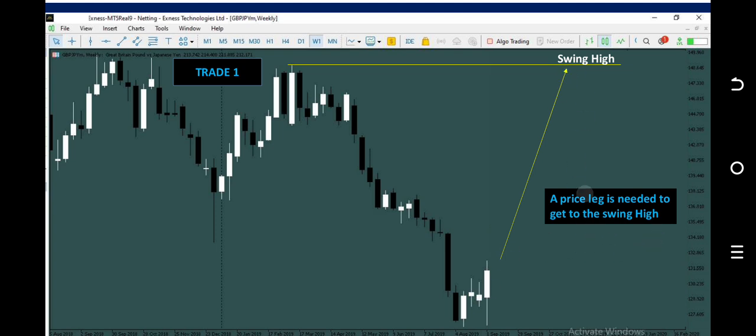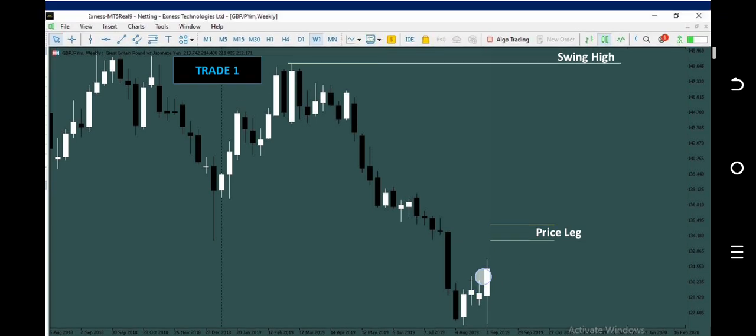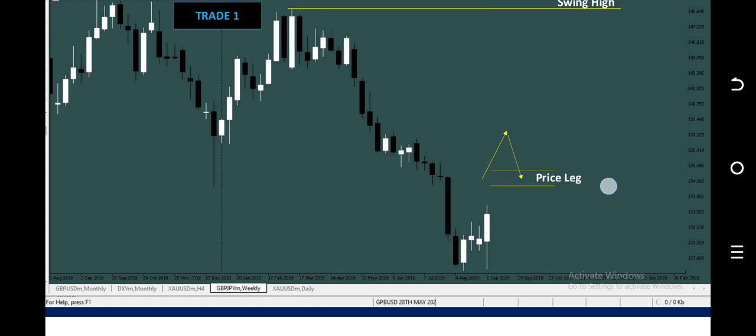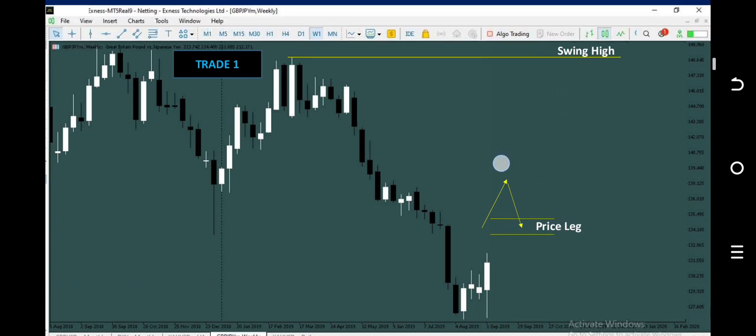Now let's take a look at this. How do we get to this swing point? This is where the price is. For this price to get to this swing point, it has to create a leg. Now, when a leg has been created, price is expected to honor the leg before the leg is activated to move. Price is expected to respect the leg before the leg is activated to move.